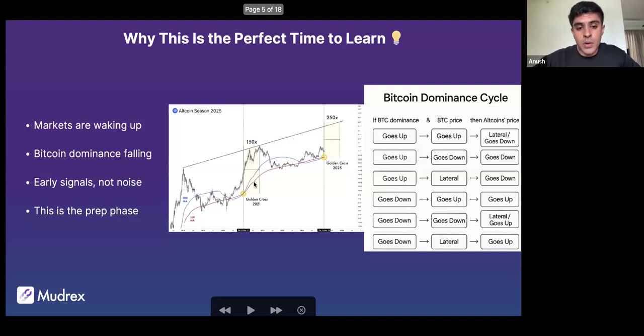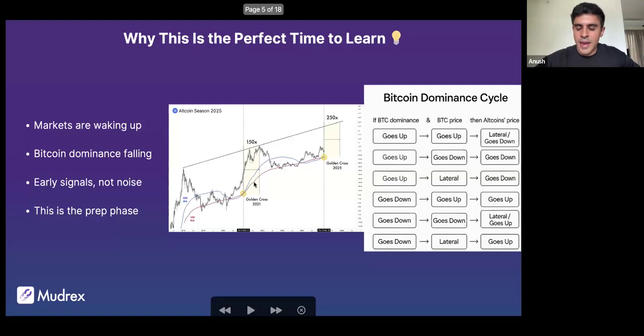Here's something else that's worth noting as well. A golden cross just flashed on the total altcoin market cap chart. That's when the 50-day moving average crosses above the 200-day, something that often signals a long-term bullish trend. The last time this happened was 4 years ago. And what followed was absolutely remarkable. The altcoin market exploded more than 150x. So these are early signals that the next major move may already be underway. And that's exactly why this session matters.